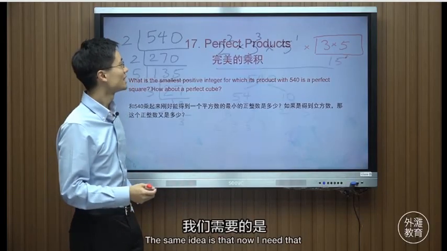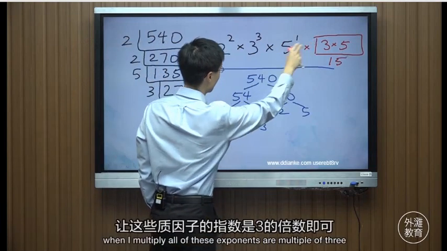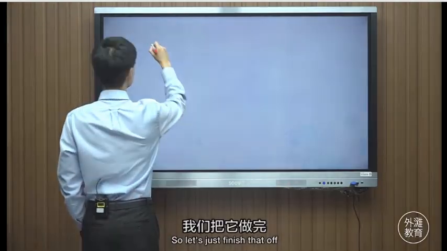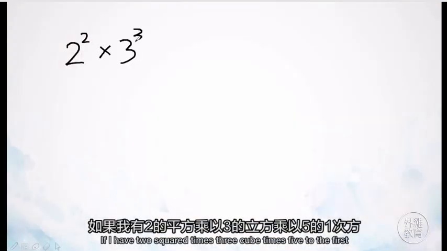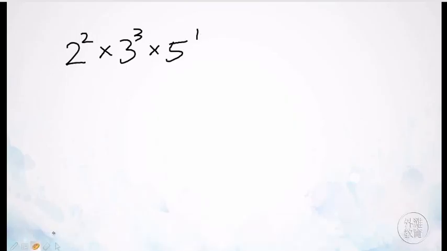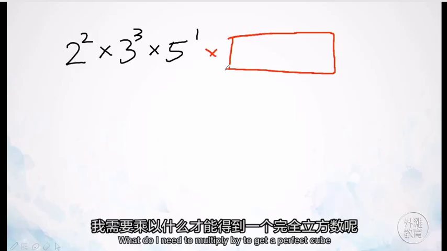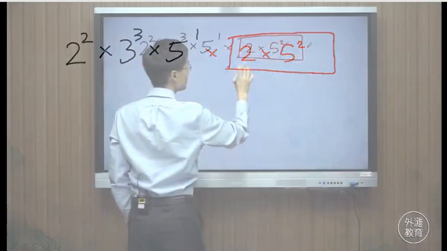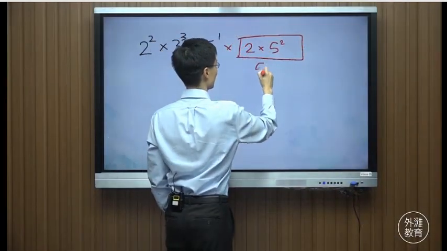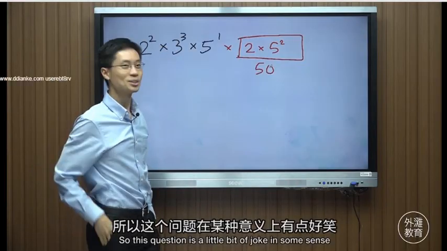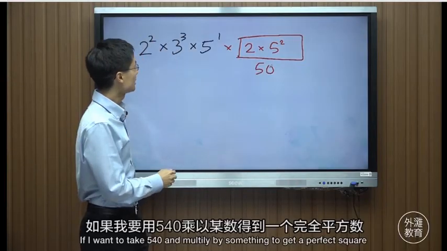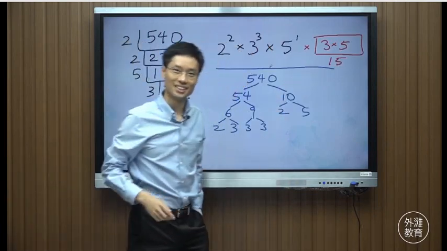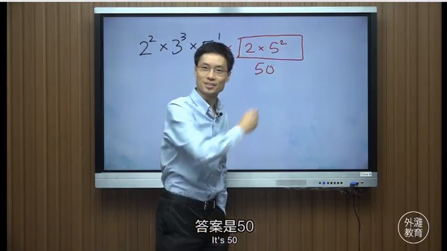The same idea works. The same idea is that now I need that when I multiply, all of these exponents are multiples of 3. So let's just finish that off. If I have 2 squared times 3 cubed times 5 to the first, what do I need to multiply it by to get a perfect cube? I need another 2, and I also need 2 more 5s. 2 times 5 squared is 50. So this question is a little bit of a joke in some sense. If I want to take 540 and multiply it by something to get a perfect square, it's 15. And if I want to get a perfect cube, it's 50.